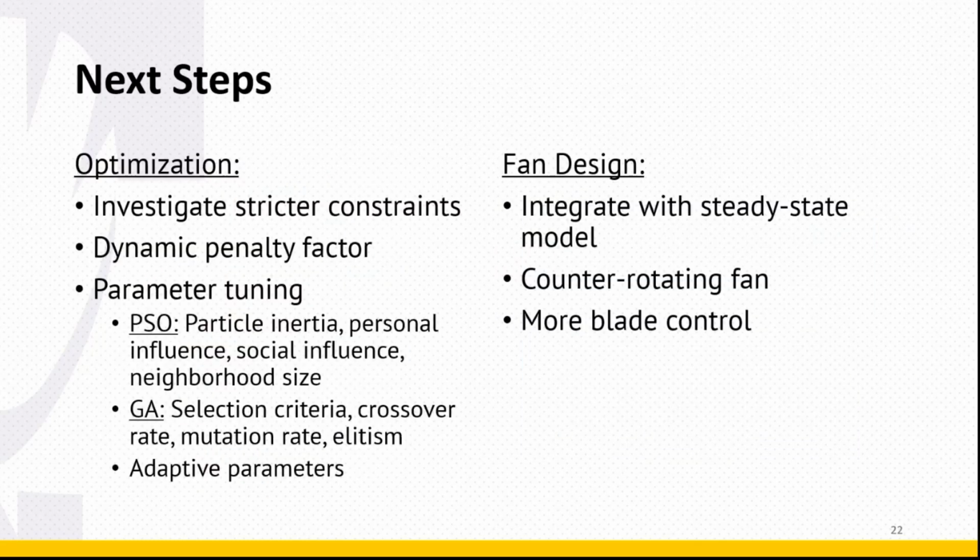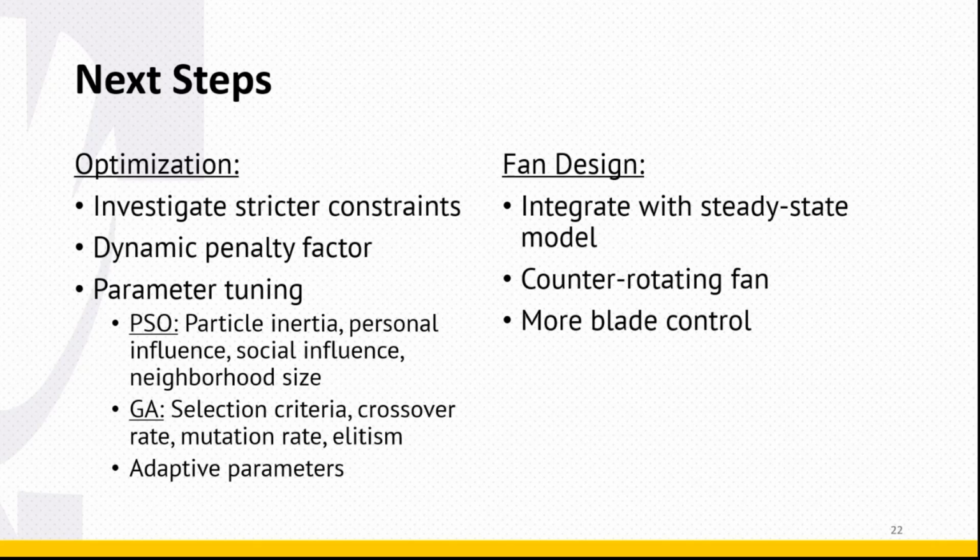So that brings me to my next steps with these optimization studies. The first would be, yes, to investigate the stricter constraints. So rather than constraining the thrust to plus or minus 10%, maybe decrease that to plus or minus 5 or 1%, or perhaps even having the total pressure ratio as its own constraint as well. The only two constraints I've considered in these past studies have been for the thrust and the power, but maybe the addition of a pressure ratio constraint could benefit the design.